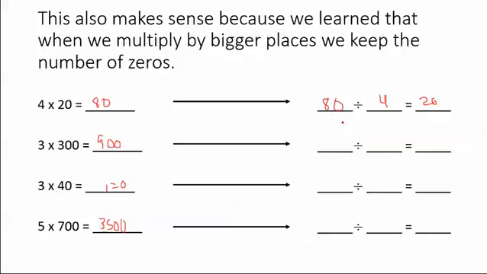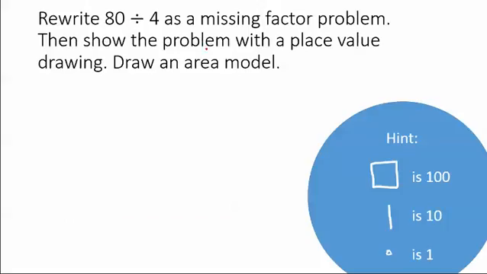Or 900 divided by 3. 9 divided by 3 is 3. Keep the hundreds. Look, we get what we got when we were multiplying, right? Finish this up. And so we can rewrite 80 divided by 4 as a missing factor problem. We can think of it as 4 times what makes 80. We know 4 times 2 makes 8, but it's going to be 4 times 2 tens.